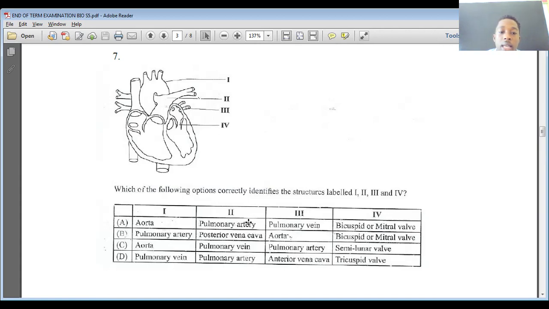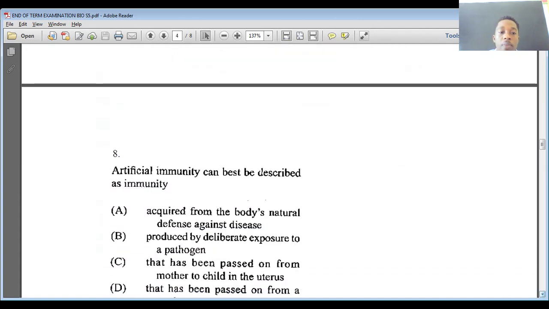So 1 is aorta, 2 is pulmonary artery, 3 is pulmonary vein, and 4 is bicuspid, or what we call mitral valve. You need to know the 2 names for them.